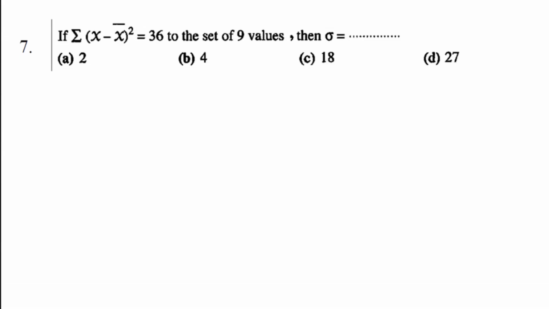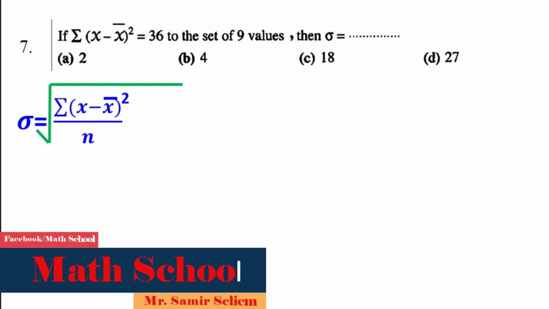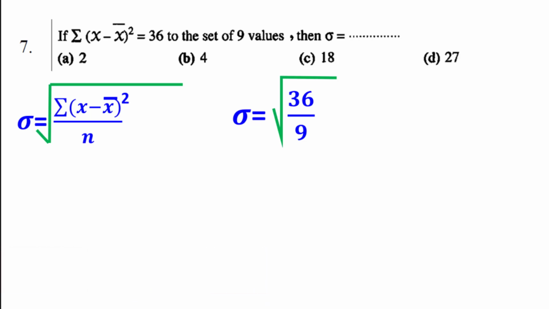Number 7, if the summation of x minus x bar all squared equals 36 to the set of 9 values, then sigma equals what? To find sigma, guys, we studied before that sigma equals the root of the sum of x minus x bar all squared divided by n. So sigma equals the root, don't forget, of 36 divided by 9 values. Now 36 divided by 9 equals what? Yes, equals 4. But don't forget to take the square root of 4 equals what, guys? Equals 2. So the correct answer, guys, is A.